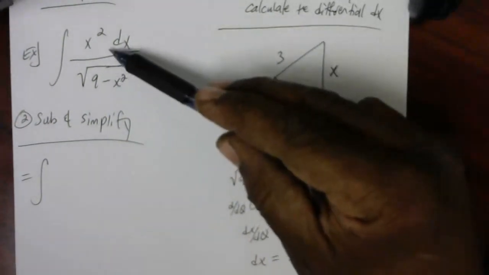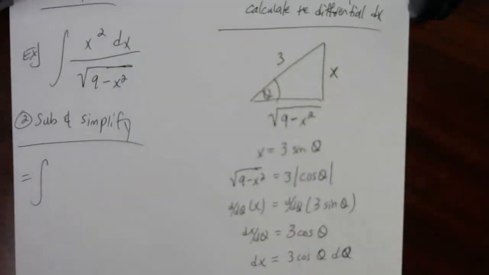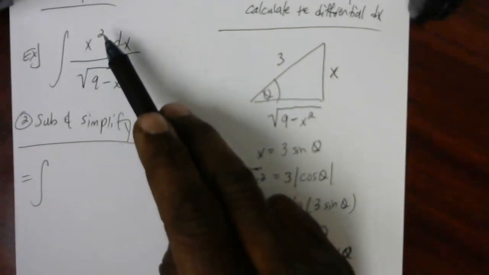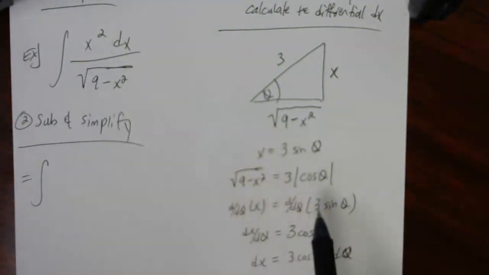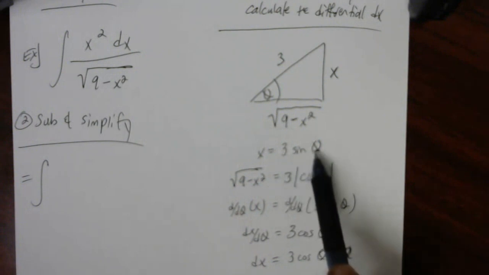Okay, so we have x squared dx. So I can substitute dx for 3 cosine theta d theta. What can I do about x squared? How can I transform that into the theta variable? Well, I have this relationship: x is equal to 3 times the sine of theta.